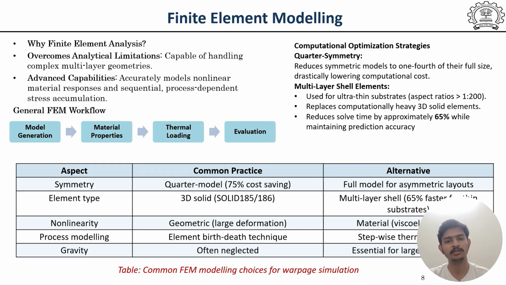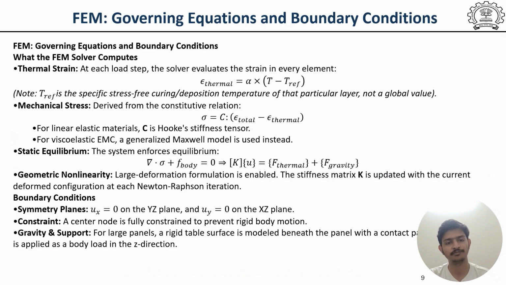First, we exploit the symmetry. If the panel layout and structural behavior are symmetric, we only model one-fourth of it, cutting the computational cost by 75%. Second, for ultra-thin substrates, rather than using 3D solid elements, we create a shell element so that we can reduce the computational time without sacrificing the warpage prediction accuracy.